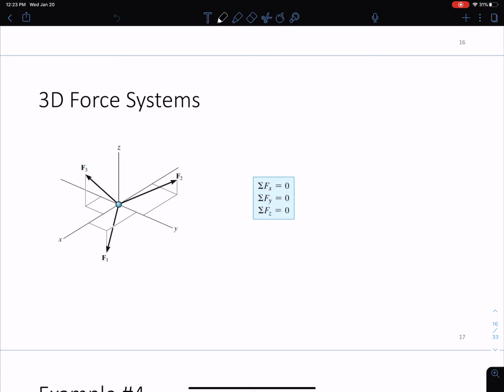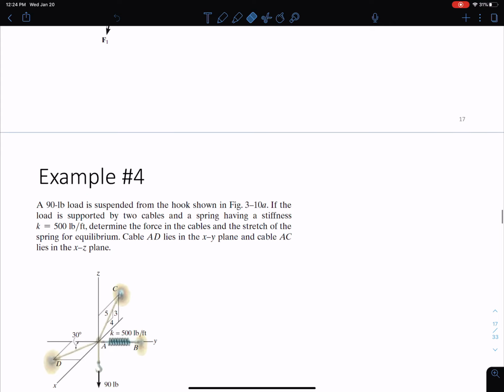Very similarly to 2D force systems, where we're summing forces in the x direction and the y direction, with 3D force systems we get to add an extra equation for translation: we sum all of the forces in the z direction and set that equal to 0 now. So I'm going to jump right into an example, since we've already talked about this for vector analysis. Again, moving to 3D force systems is very similar.